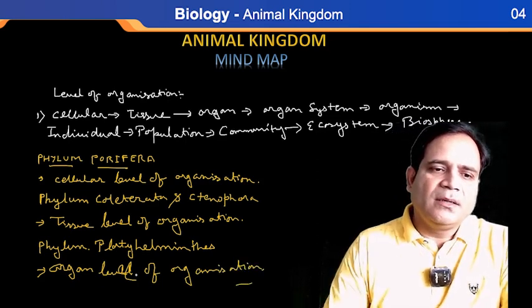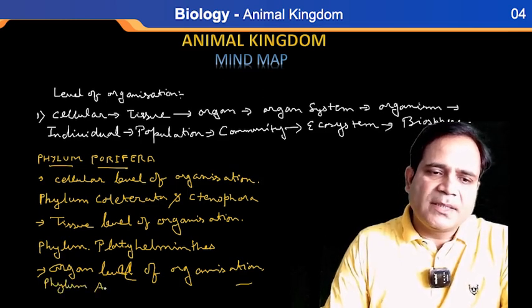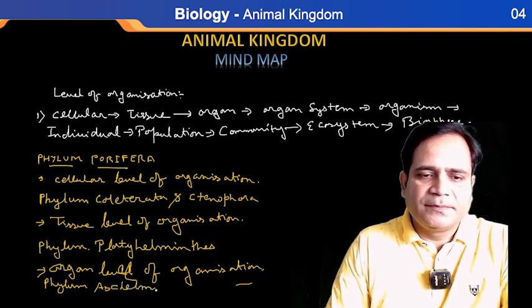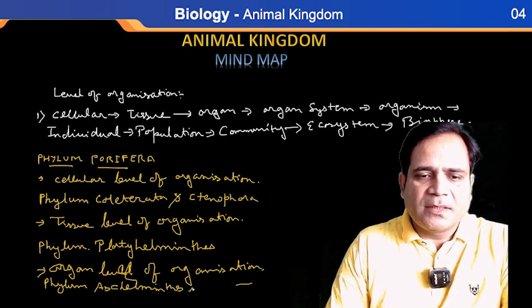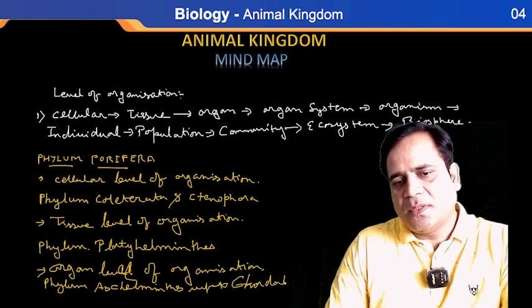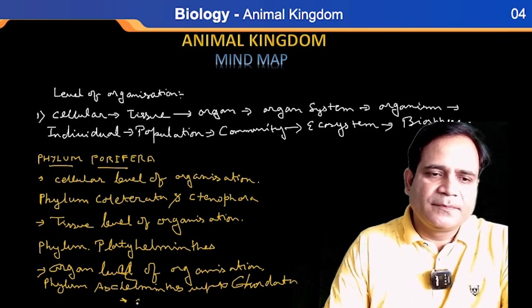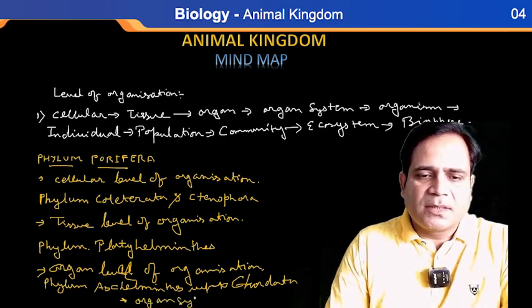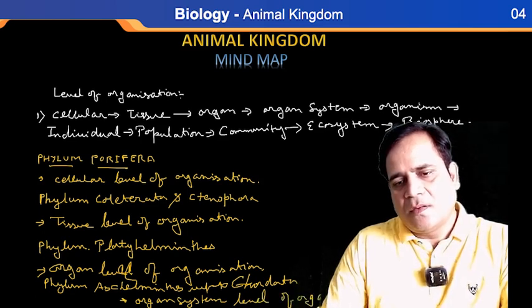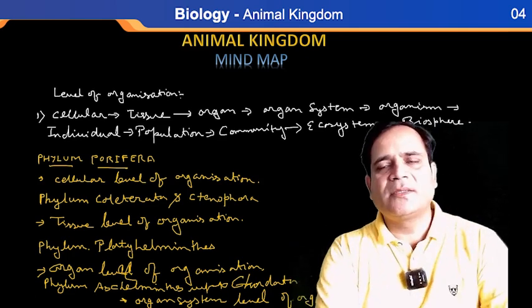Correct? And the last one is the phylum Aschelminthes, up to Chordata, which is called the organ system level of organization.